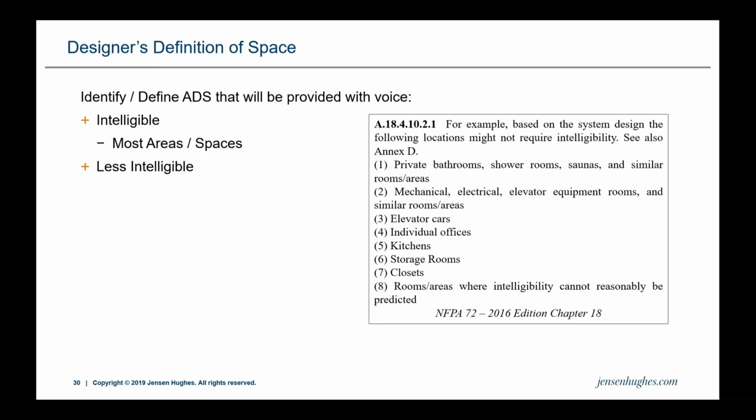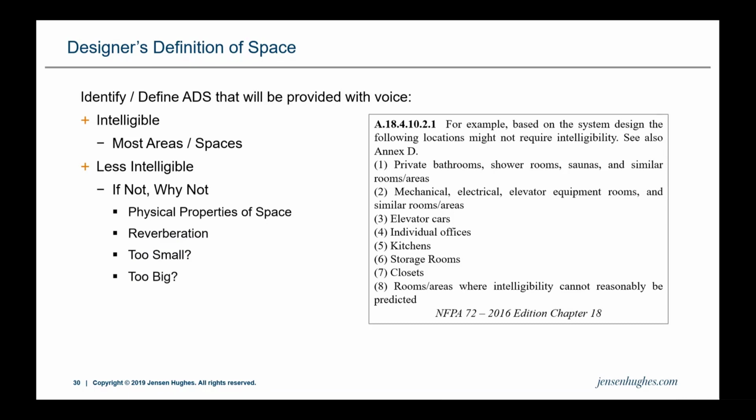Now, the key is to know if you're not going to require intelligibility in a given space. If not, why not? You need to be able to explain why you wouldn't be doing that. Is it because of the physical properties of the space? Is it because we have too much reverberation because of the physical characteristics of the space? Is it too small or too big? Or are we going to use alternate or supplemental notification to help overcome some of our acoustic difficulties?